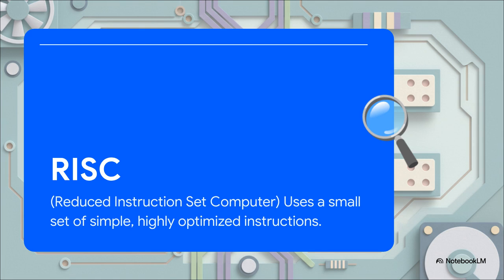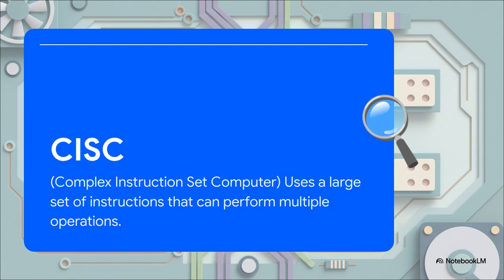All right, first up is RISC, which stands for Reduced Instruction Set Computer. The whole philosophy here is less is more. RISC processors have a small, limited vocabulary of very simple, highly optimized instructions. Each one does just one tiny thing, but it does it incredibly fast, usually in a single tick of the processor's internal clock.